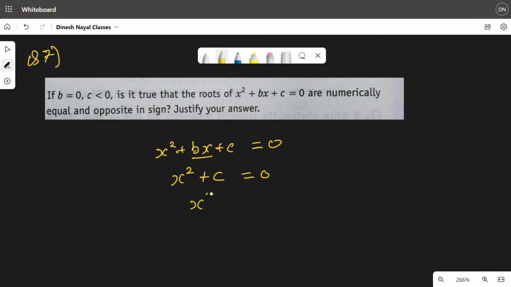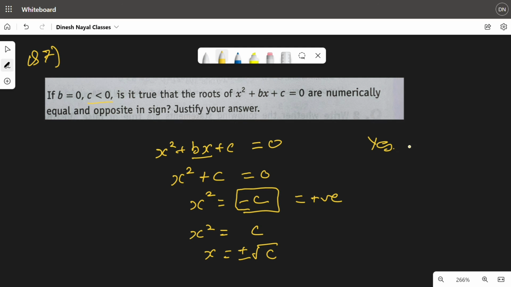Now see, x square, if you take c to that side, this will be minus c. But it is given that c is negative. So minus of minus c will become positive. So we can write x square as positive c, so this x will be plus minus under root c. Hence we can see that it has equal answers but of opposite sign. One is plus root c, the other is minus root c. So our answer is yes.